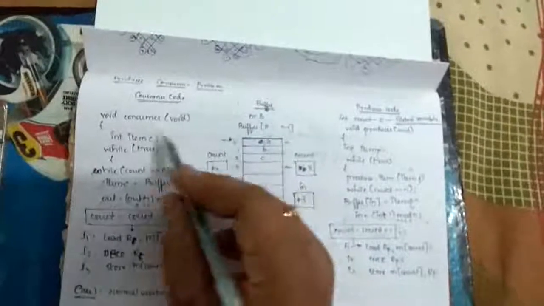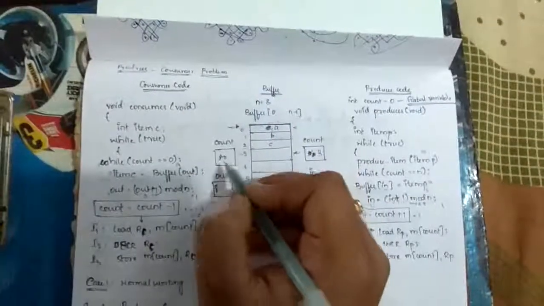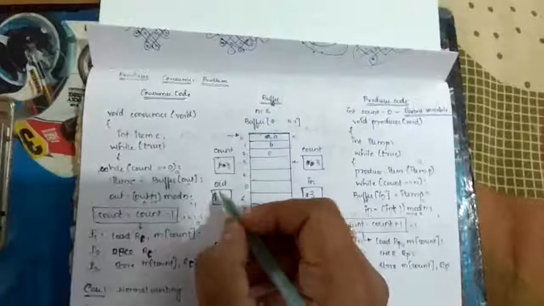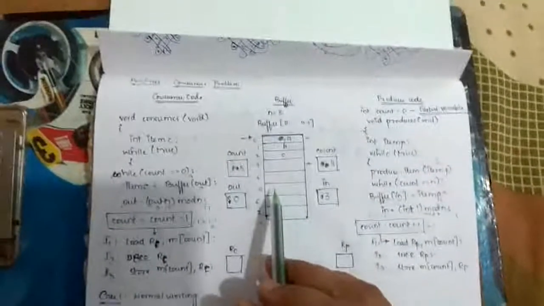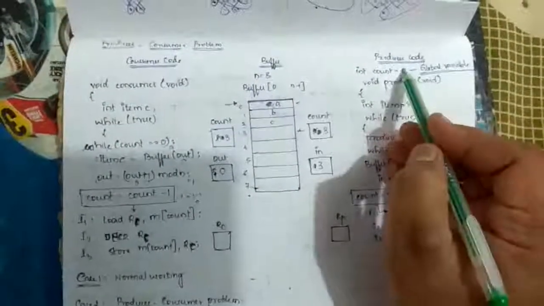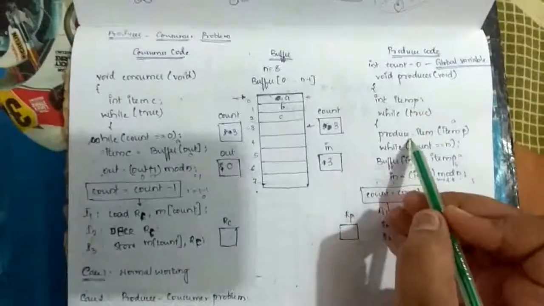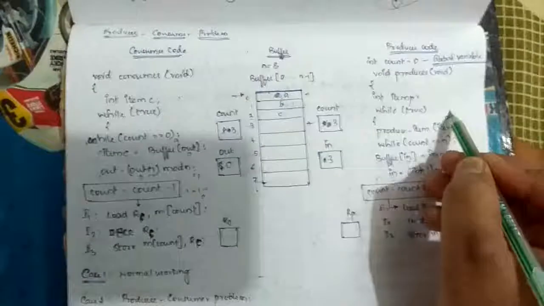Assume that the consumer has not utilized any of the items produced in the buffer. Since there are 3 items and the consumer has not consumed any of them, the out value I will reload to 0. Now assume that the producer wants to produce one new item, and so it starts producing. It goes as follows. The producer comes inside: int item p, while true, the producer produces an item called D now.